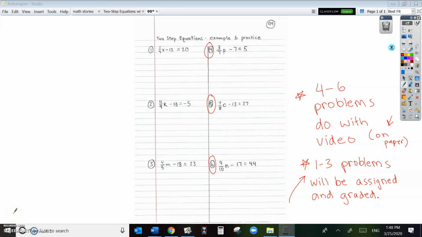This is two-step equations practice. You are going to do problems 4 through 6 with the video. I want you to do it on paper. And then problems 1 through 3 will be assigned and graded in Google Classroom. I'll make a Google form for those. So 4, 5, and 6. Let's do those now.